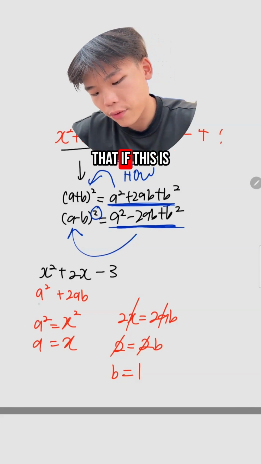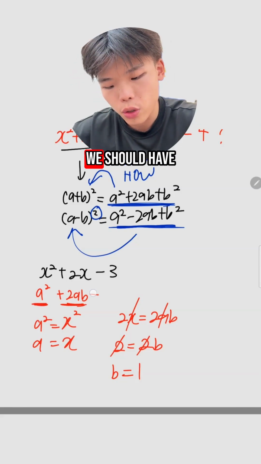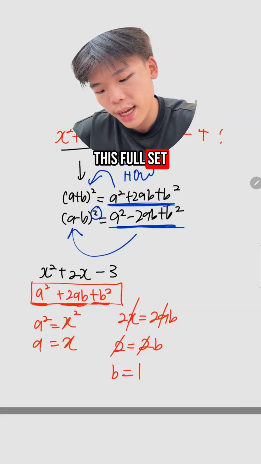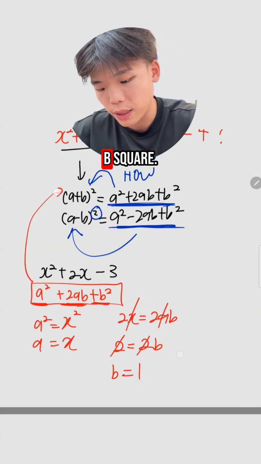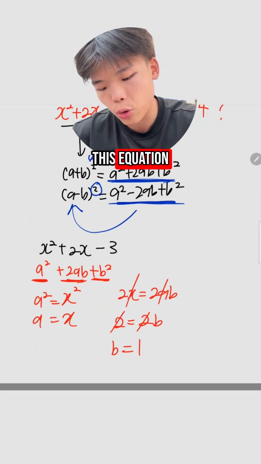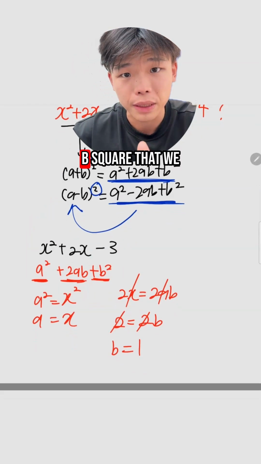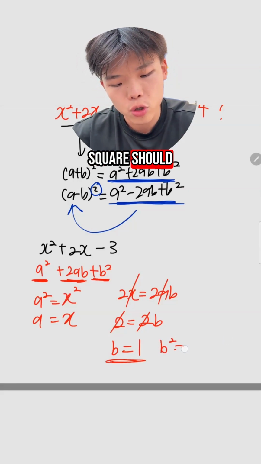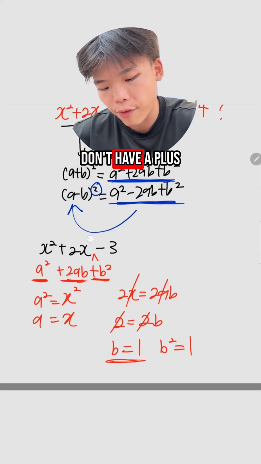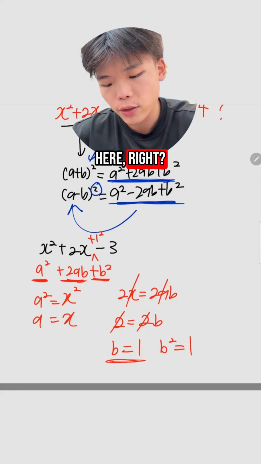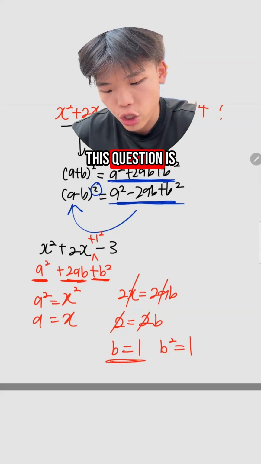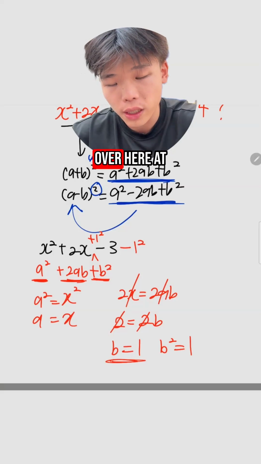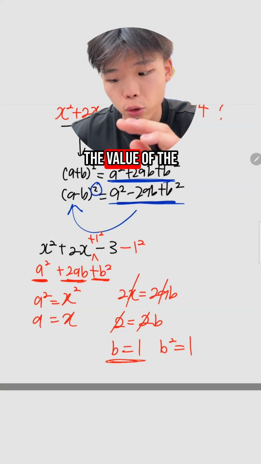So that means that if this is a² and this is 2ab, we should have (a + b)² over here, because when we add in the + b², we get this full set, which allows us to factorize back to (a + b)². However, the constraint of this equation is that we don't have a + b² that we can see. We know that if b is 1, that means b² should be 1 as well. But over here, we don't have a +1². So what we're going to do, which is the magic of this question, is that when we add a +1² over here, we're going to minus a 1² at the end, so as to not change the value of the whole equation.